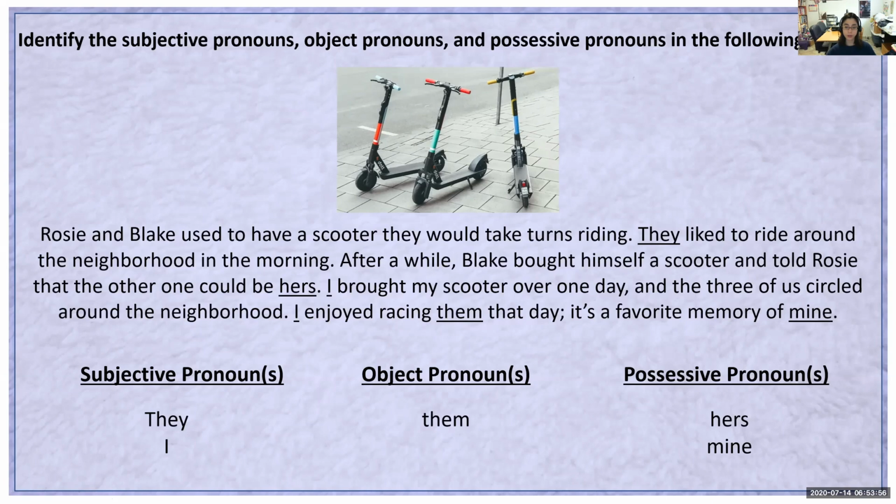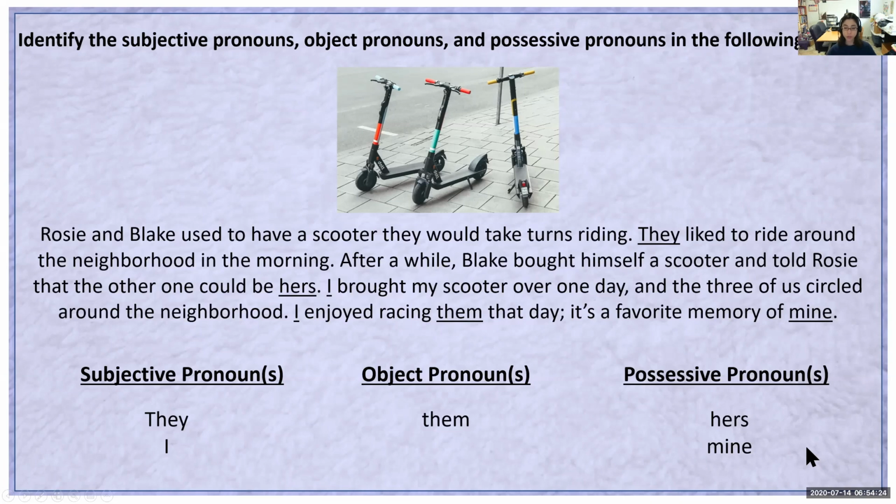So just to review, they and I are both subjective pronouns. They are the subject of the sentence. Them is an object pronoun because it's receiving that action. And then possessive pronouns are hers and mine, demonstrating ownership. It's talking about Rosie's scooter, which is hers. And it's talking about my memory. So my memory, a favorite memory of mine. So these are our possessive pronouns.